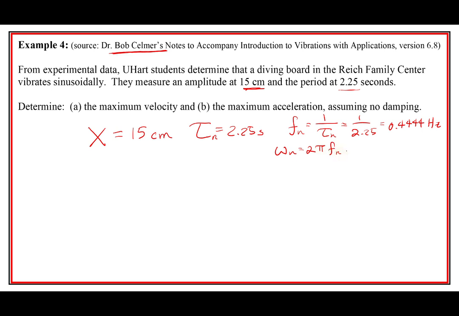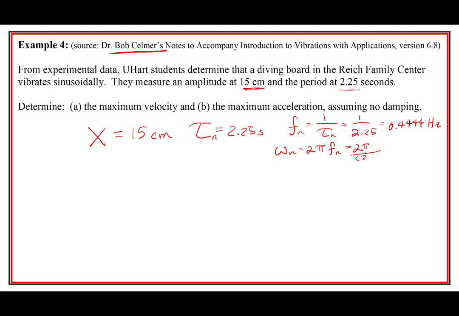But remember, we want to take that and turn it into circular frequency by taking 2 times pi times fn. And by the way, if you're ever not sure whether you divide by 2 pi or multiply by 2 pi, just remember the units. It's 2 pi radians per cycle that you're multiplying by, and hertz is 1 over seconds, and we need radians per second, so we must multiply by 2 pi.